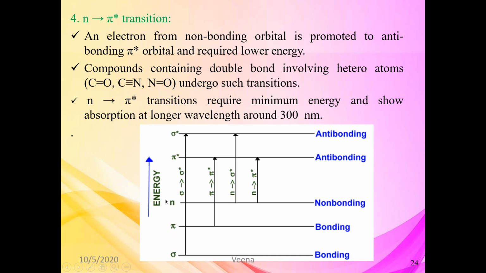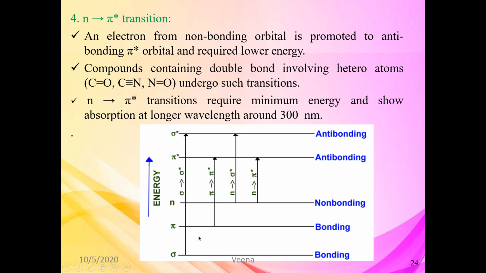So this is the energy distribution with respect to the electronic energy levels in a molecule, and these three are called bonding molecular orbitals and these two are called the anti-bonding molecular orbitals. Since the non-bonding electrons are not at all involved in the bonding, there is no anti-bonding energy level corresponding to this.